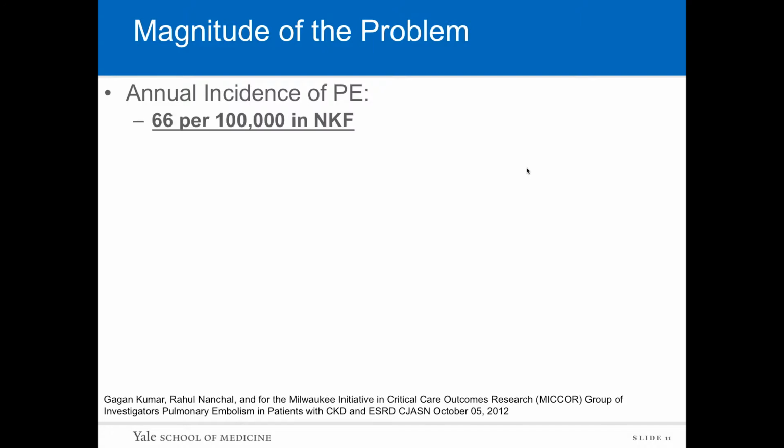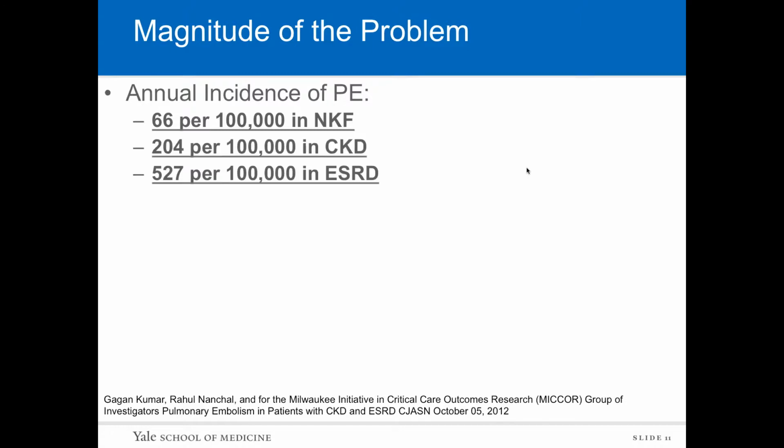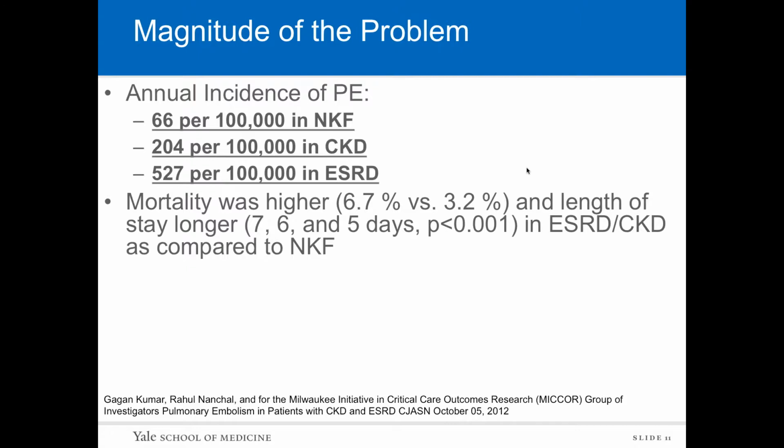The current magnitude of the problem: the annual incidence of pulmonary embolism in the general population is about 66 per 100,000. It increases to 204 per 100,000 in chronic kidney disease, and it's about 527 per 100,000 in end-stage renal disease. The mortality is higher and the length of stay longer in end-stage renal disease and chronic kidney disease patients as compared to normal kidney function.